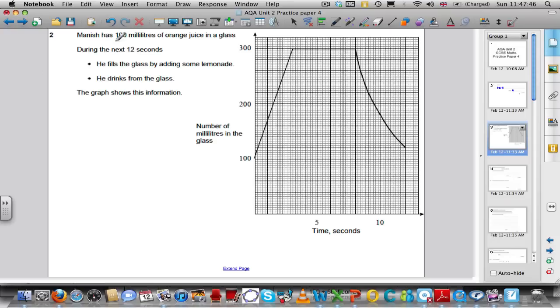Question 2. Manash has 100 millilitres of orange juice. So he starts off with 100 millilitres of orange juice in the glass. During the next 12 seconds, from 0 to 12 seconds, he does the following. He adds some lemonade at a constant rate here. He then seems to pause for a little, and then he drinks from the glass, finishing out at a higher amount of liquid in the glass than he originally started.